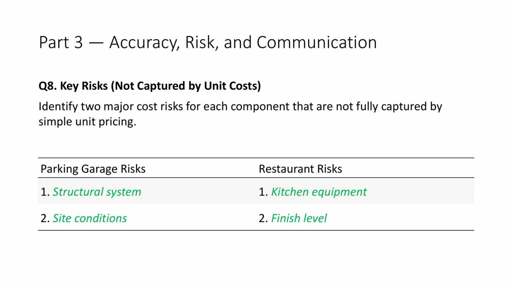For the restaurant, the biggest risk is usually the kitchen scope. Equipment, hoods, fire suppression, and grease interceptors can vary wildly depending on the concept. The second is finish level and MEP intensity. Higher-end finishes, larger HVAC loads, more plumbing, and specialized electrical or lighting systems can quickly push costs well beyond simple per seat or per square foot assumptions.